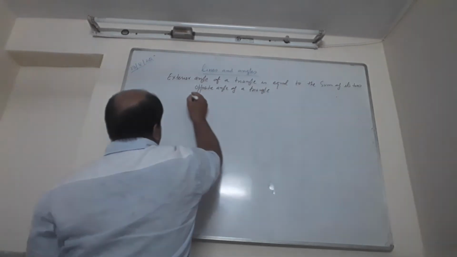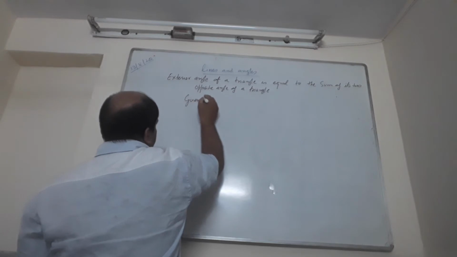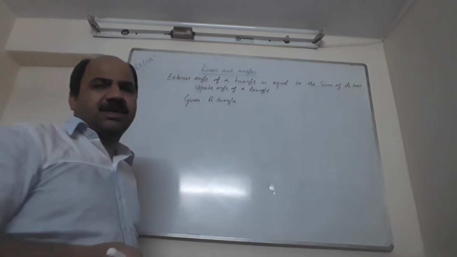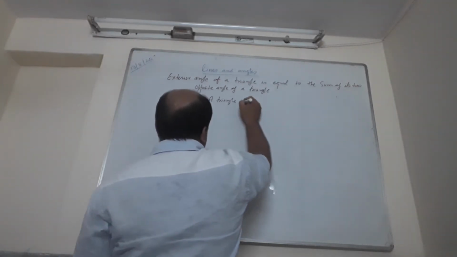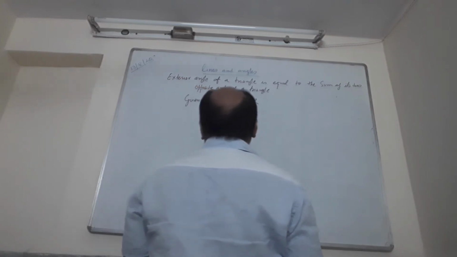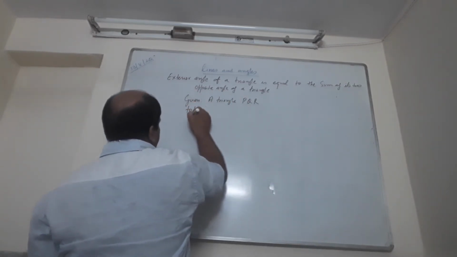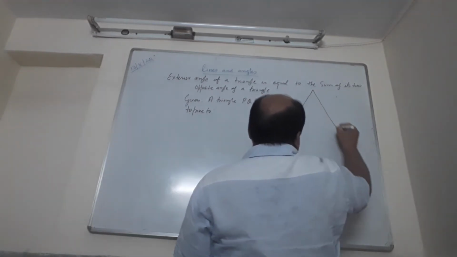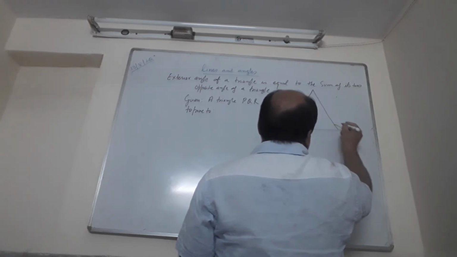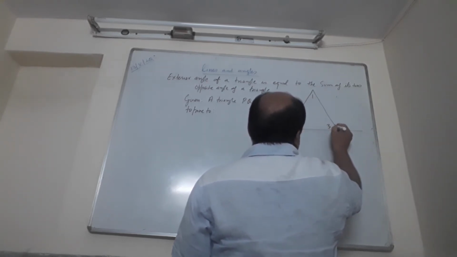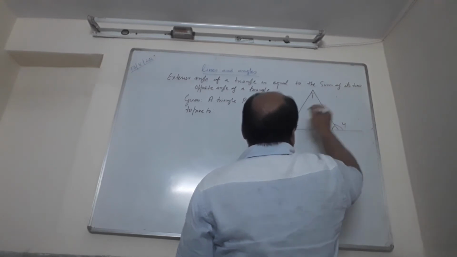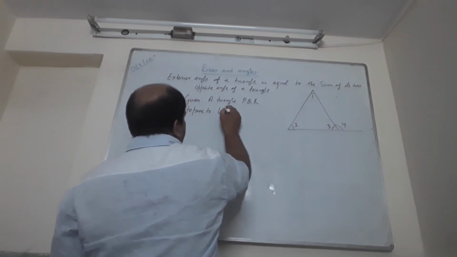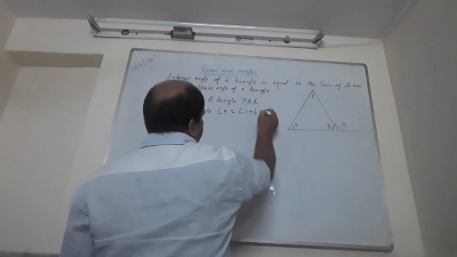According to this statement, we have given a triangle. You can take any name, PQR or ABC. I am taking PQR. Here we have to prove, from the figure. We can draw the figure in which we show angles 1, 2, 3, and that is 4. And we have to prove with the help of this that angle 4 equal to angle 1 plus angle 2.